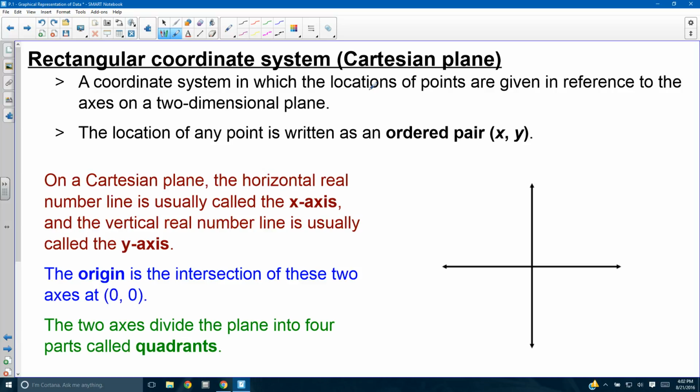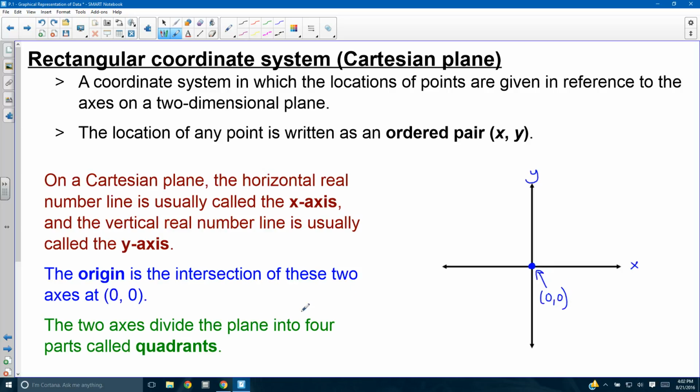It's a coordinate system in which the locations of points are given in reference to the axes on a 2-dimensional plane, and the location of any point is written as an ordered pair x, comma, y. So the x-axis is the horizontal real number line right here, and the y-axis is the vertical real number line right here. And the origin would be another name for the point 0, 0.